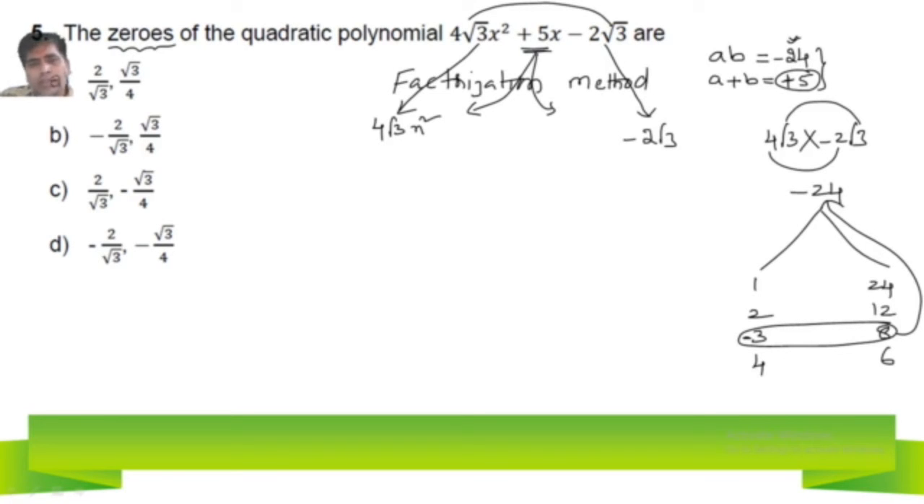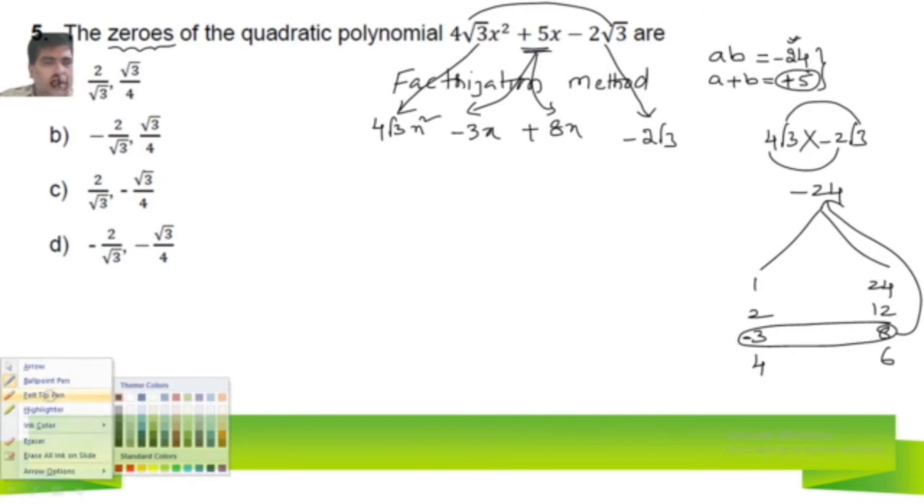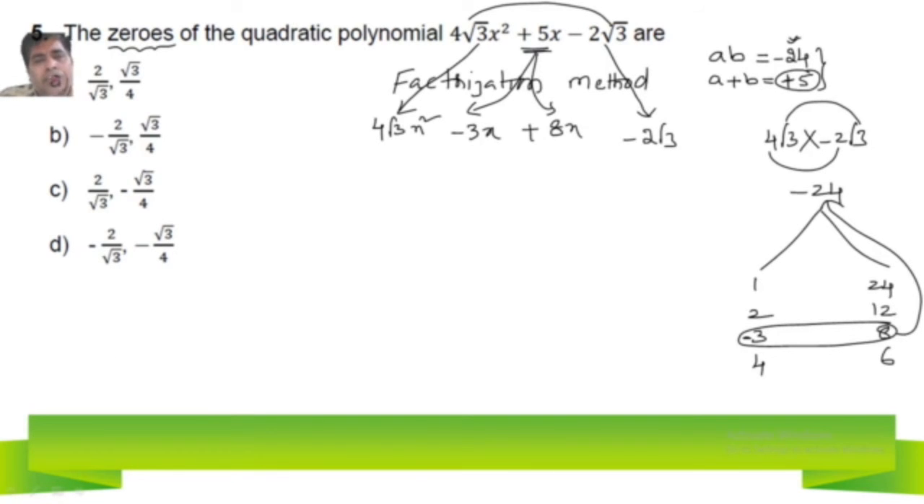So how to write this one? This is minus 3x plus 8x and minus 2 root 3. So this is the factorization. Simply, the positive 5x, I wrote it as minus 3x plus 8x. So now we will factorize. You know the method of factorization, which is common here.